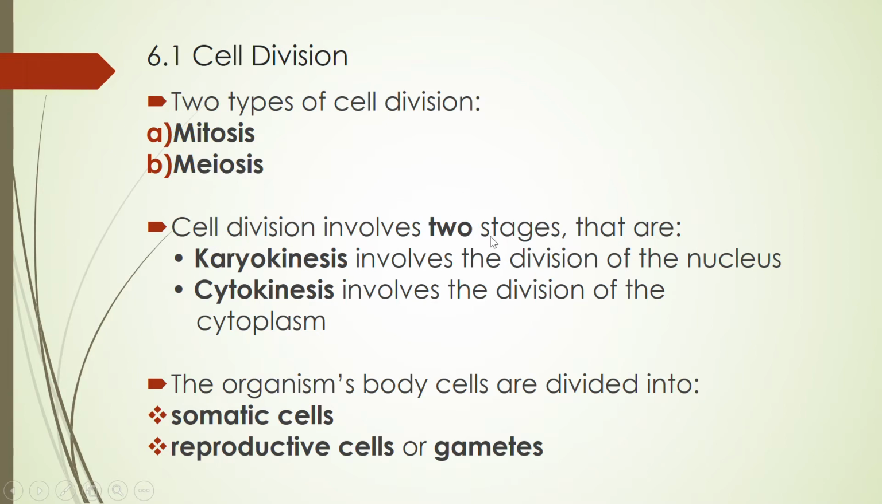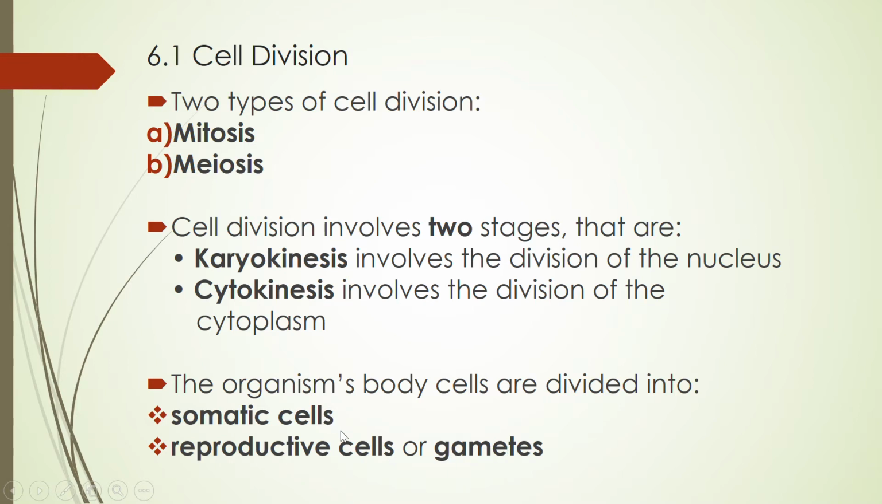So there are 2 stages of cell division. First, it involves the division of the nucleus, and that is called karyokinesis. Karyo is referring to nucleus, and kinesis is referring to movement. In other words, the nucleus moves apart, it separates, it divides. Cytokinesis involves division of cytoplasm. The cytoplasm divides. Organisms' body cells are divided into somatic cells and reproductive cells, also known as gametes.